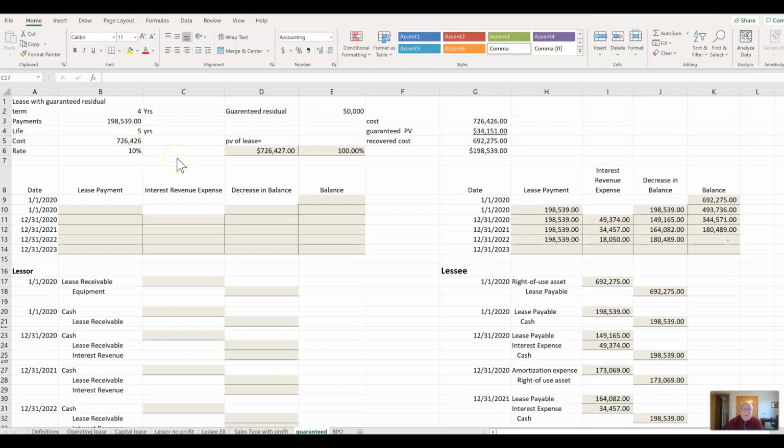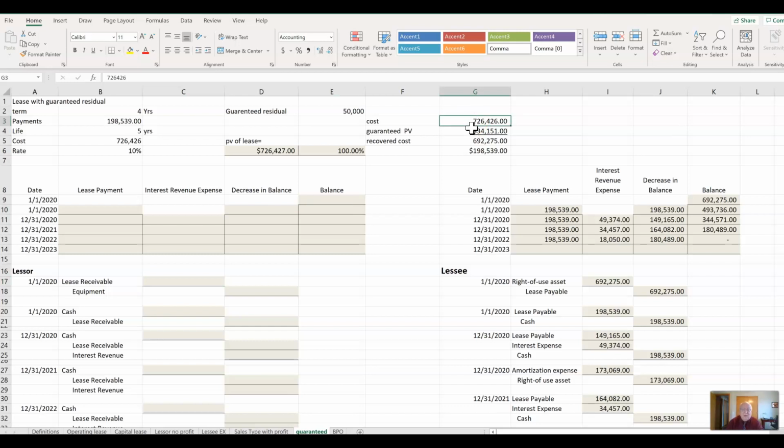10% interest rate. Okay, now the way we did this is a guaranteed residual of $50,000, and the expected residual is $50,000. So the lessee doesn't even worry about the guaranteed residual. The only thing a residual will do would be lower the payments that the lessee has to pay.